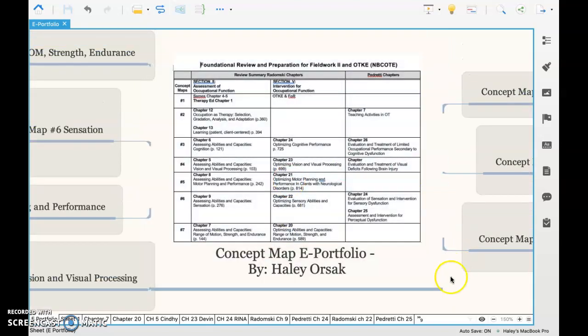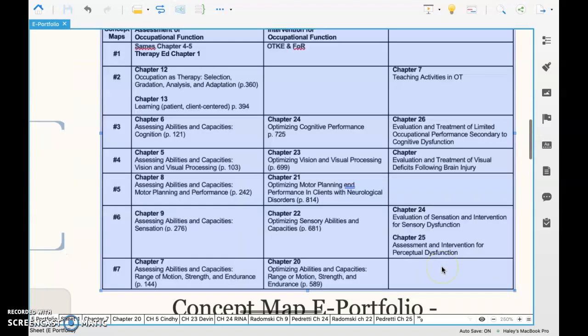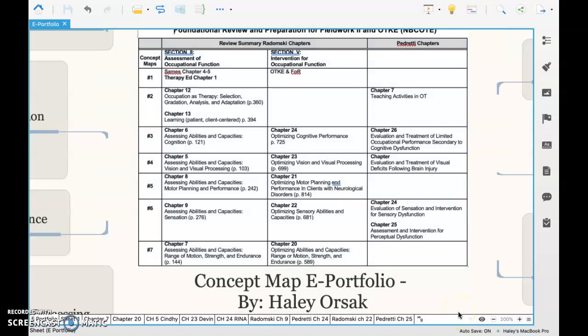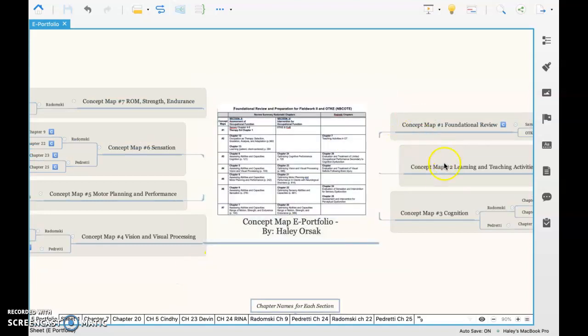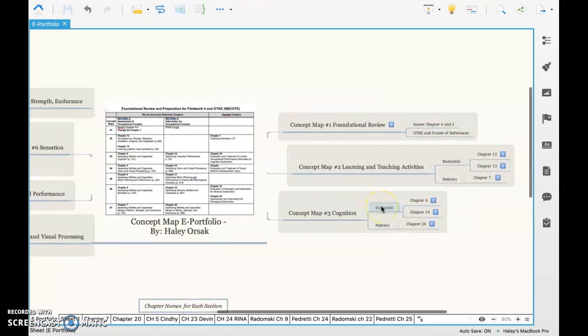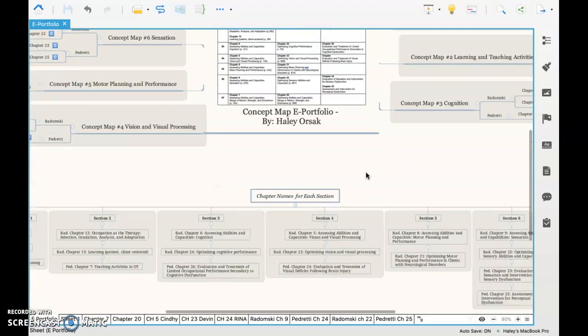So this is the foundational review document that we were given at the beginning of this semester. This just showed every section of the foundational review. So we had 7 and how they were broken down in the chapters in each. Coming off of that, I have each of the concept maps listed 1 through 7, and then they each have the chapters and then the links to the concept maps that I chose.